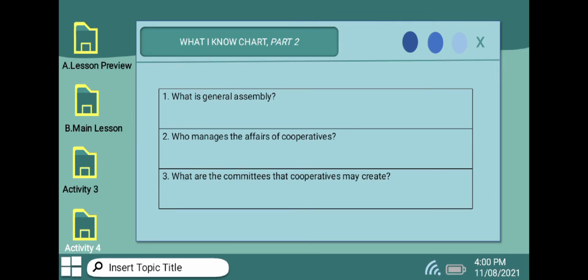Question number 2. Who manages the affairs of cooperatives? Cooperatives are democratic organizations. Their affairs shall be administered by persons elected or appointed in a manner agreed upon by the members. And the last question, question number 3. What are the committees that cooperatives may create? Shall provide for the creation of an audit, election, mediation and conciliation, ethics, and such other committees as may be necessary for the conduct of affairs of the cooperative.